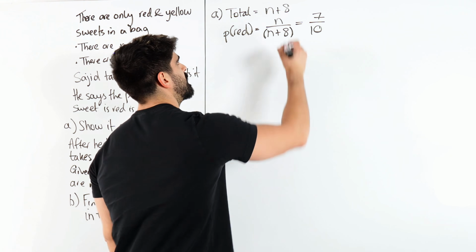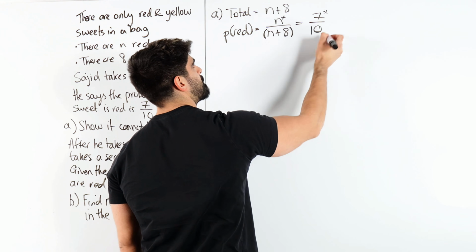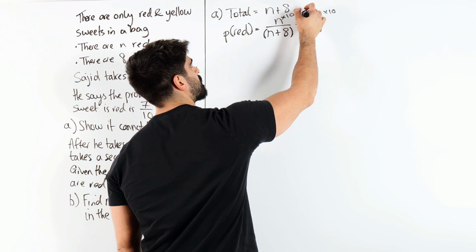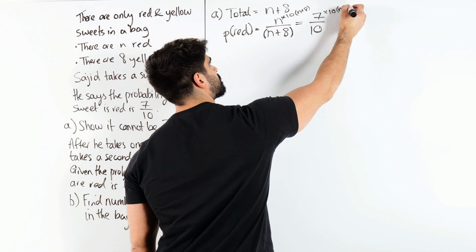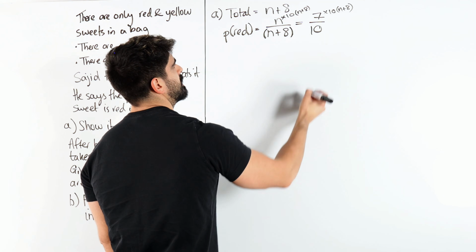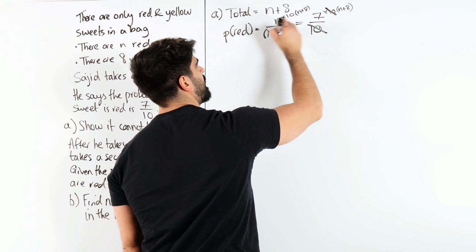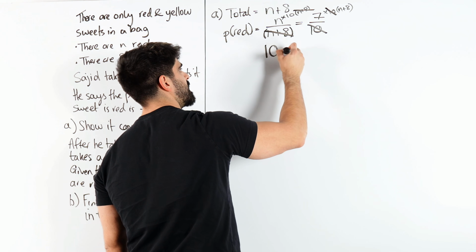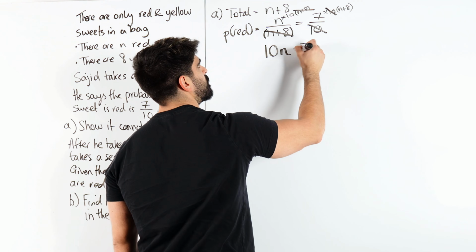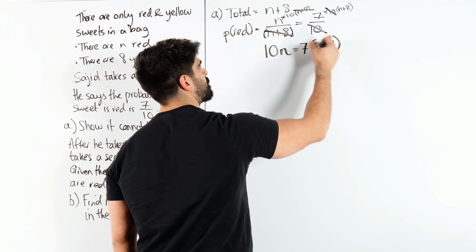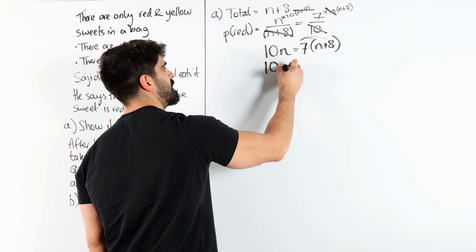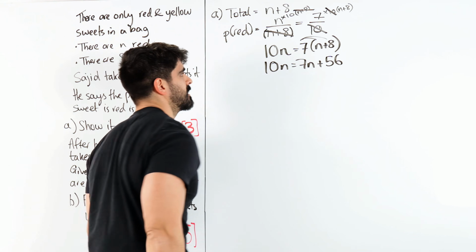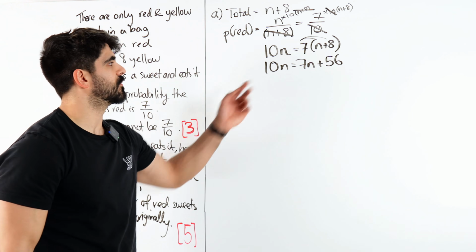One term, one term, one term, 2 terms separated by the plus. So what we're going to do is multiply both sides by both denominators. So that's going to be 10 and the N plus 8. So that 10 is going to go and the N plus 8 is going to go. So we have N times 10, which is 10N, is 7 lots of N plus 8. Let's expand. So you get 10N is 7N plus 56. Yeah, 7 times 8. And then we solve.